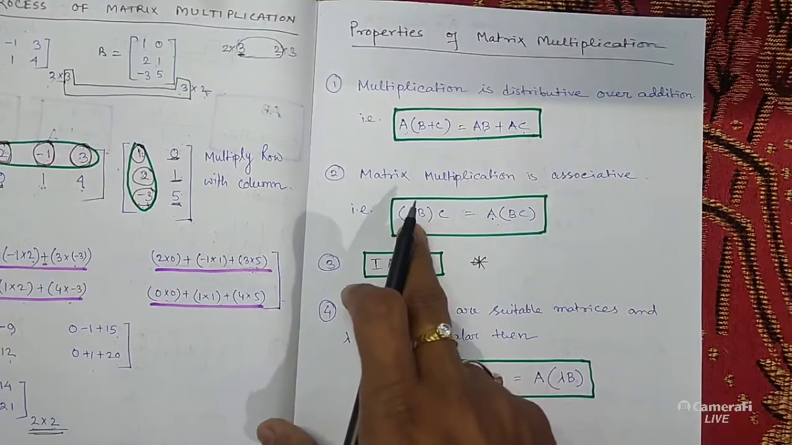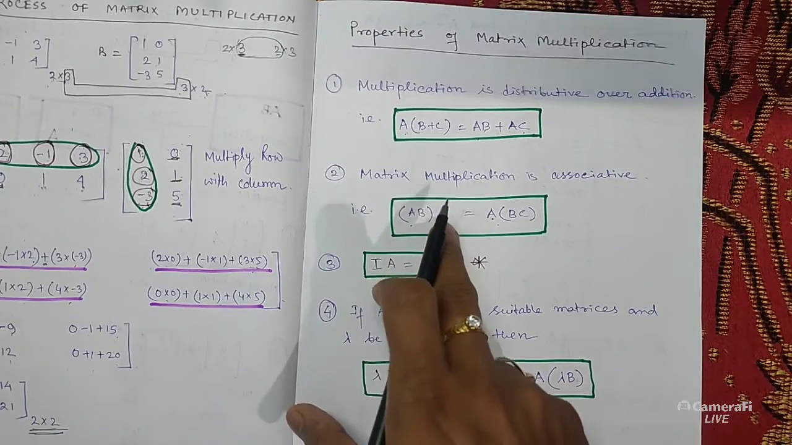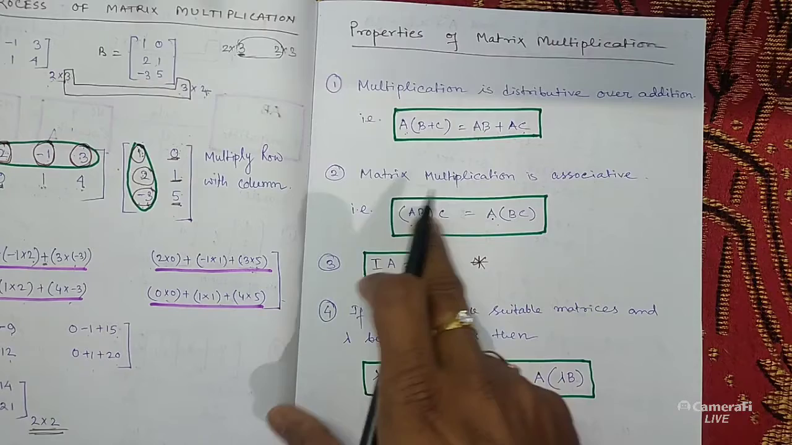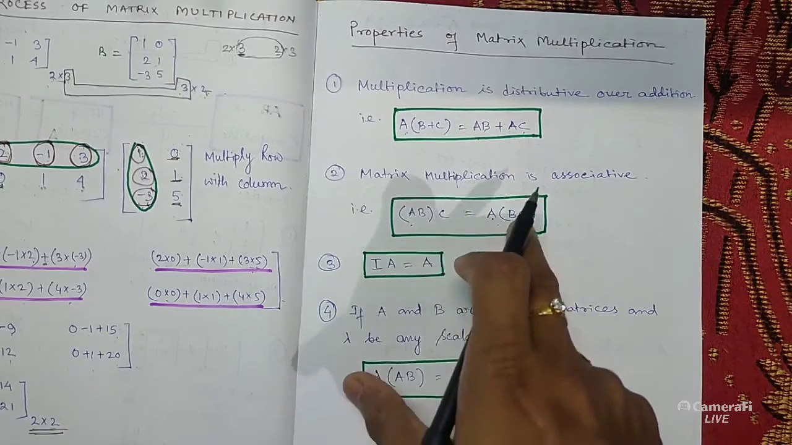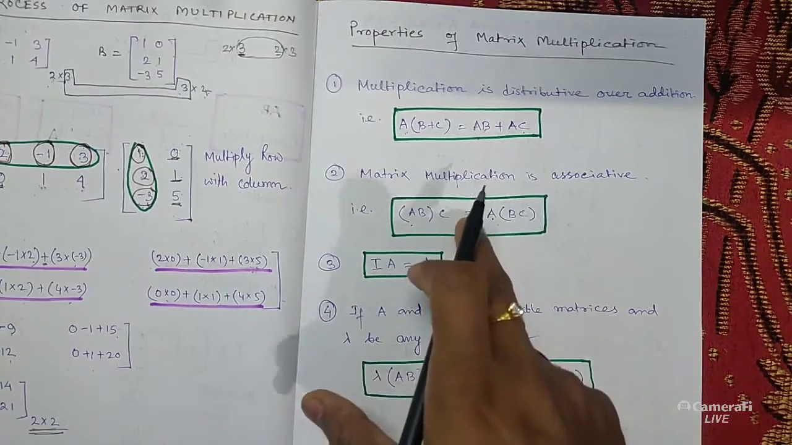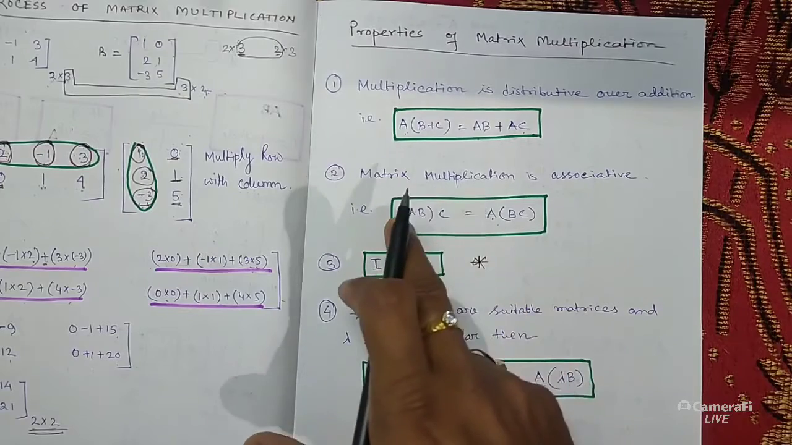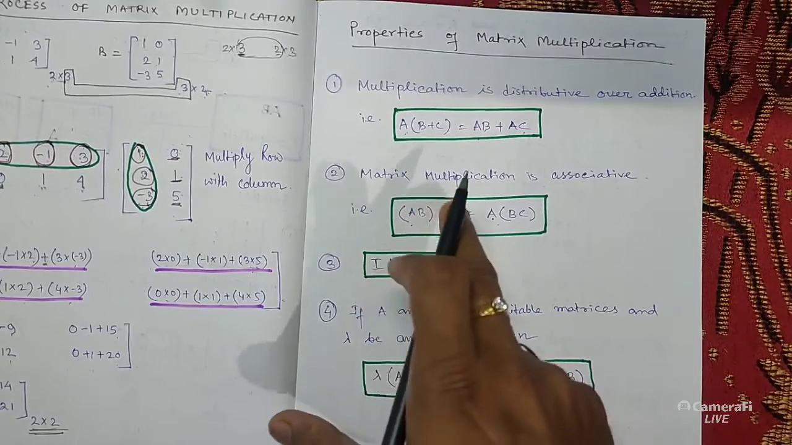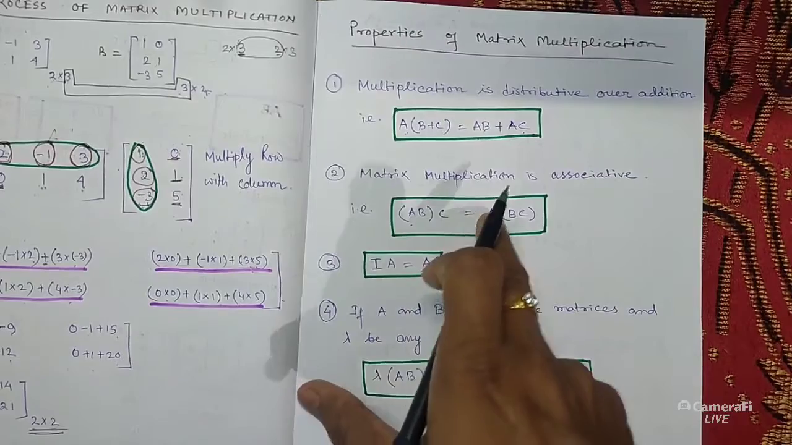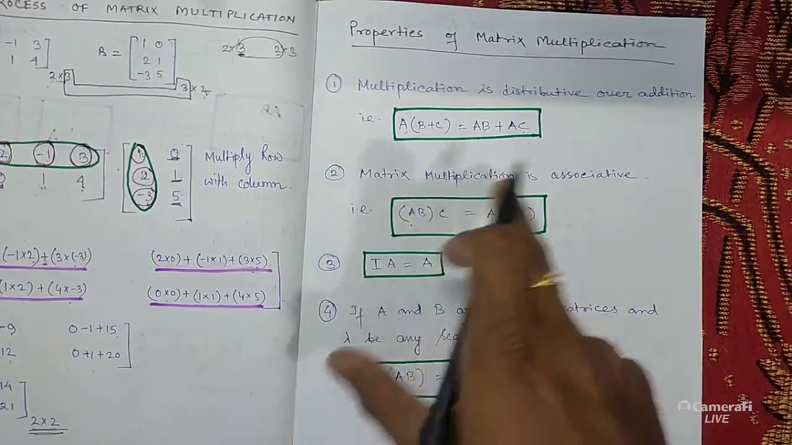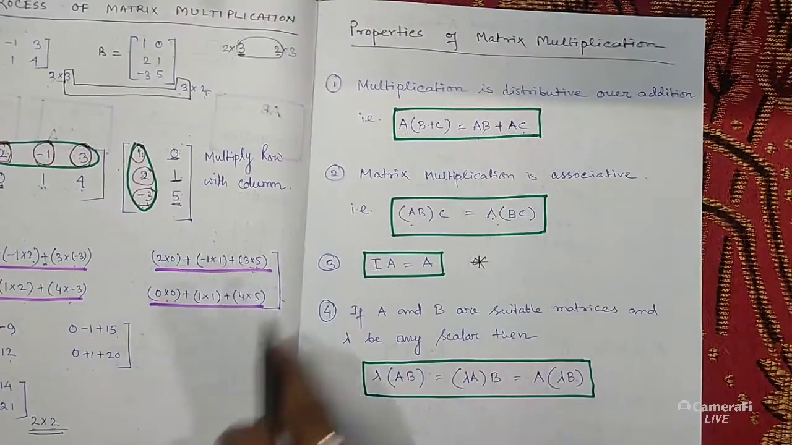That is, if you find AB first and then multiply with C, the result you get equals the result if you find BC first and then multiply with A. So (AB)C equals A(BC). This is called the associative property.